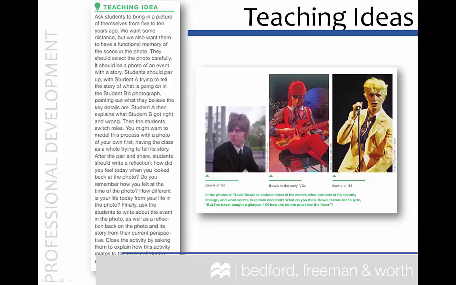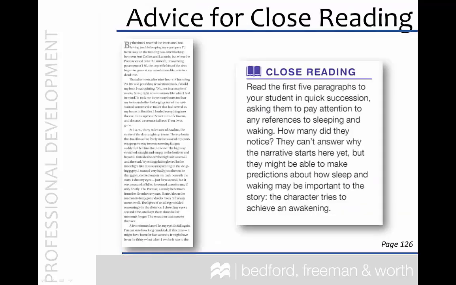Now we'll take a look at some of the ways the annotations will help you by looking at the annotations for the first conversation in the chapter. The workshop starts with images of David Bowie at various points in his career to show his transformation. Our teaching idea tells you to ask your students to bring in pictures of themselves from 5 to 10 years ago, then pair off your students and have them discuss the photographs. Then assign them a writing assignment and reflection on how they've changed since the photo was taken and how their identity has changed. Advice for close readings provides strategies for making sure your students are reading the pieces correctly.